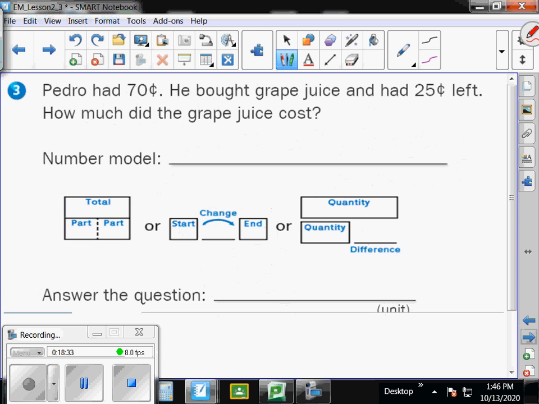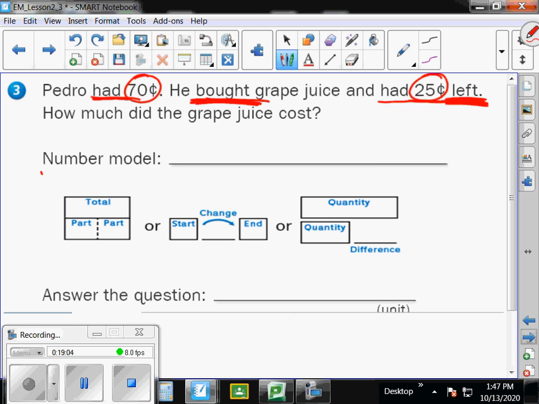All right, let's go to number 3. It says Pedro had 70 cents, so he had 70 cents. He bought grape juice. Now, what happens when you buy something? You lose money, right? Okay, and he had 25 cents left. Again, that word left, I'm probably going to be subtracting, right? That's a very big clue. Also, it's a very big clue when you buy something that you're going to be subtracting.